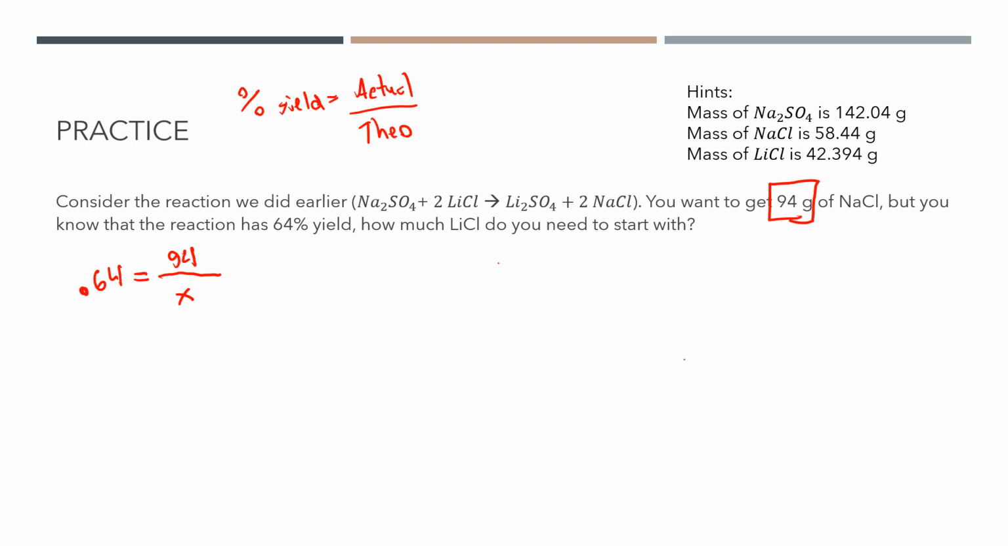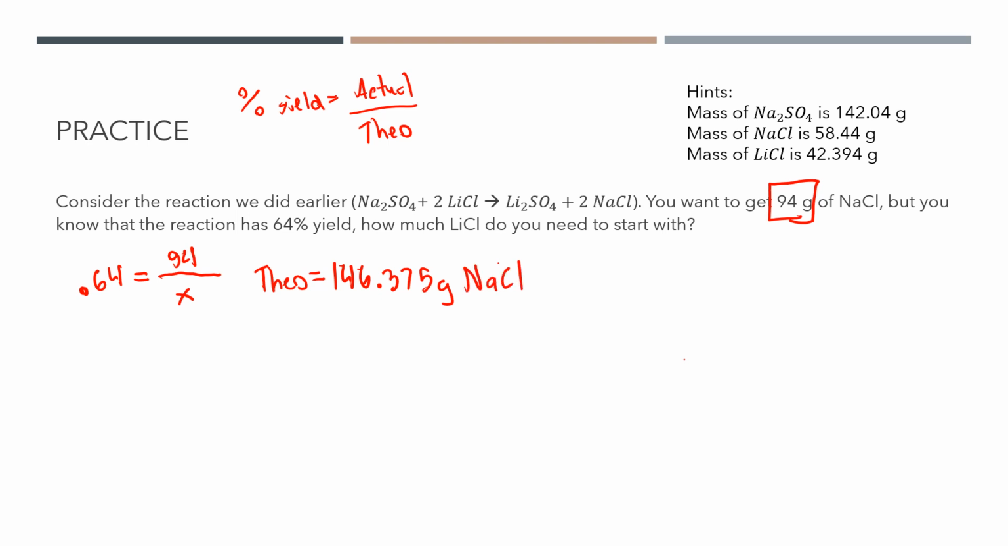We want to know what we should set our theoretical to be. We know that we're going to undershoot, so we want to overshoot by a certain amount so that we can reach it. So theo equals, let's do some math here, 146.375 grams of NaCl.